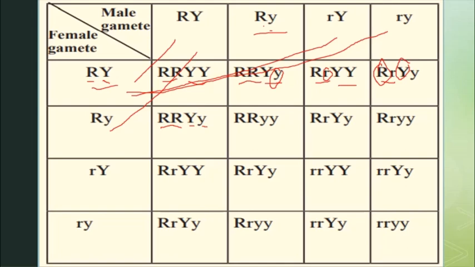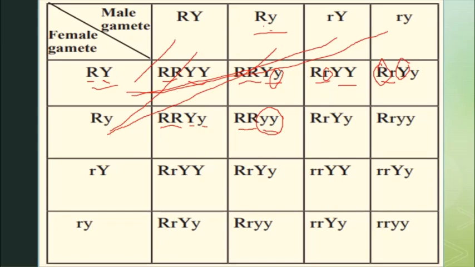Now next we have to make a cross between this one and this one. So the characters which we get now, here you have to see, you have two R's and you have two small y's. Now two small y means which character? That means two small y's are present, that means it is the green color. So now what will we get? We will get a rounded green seed.